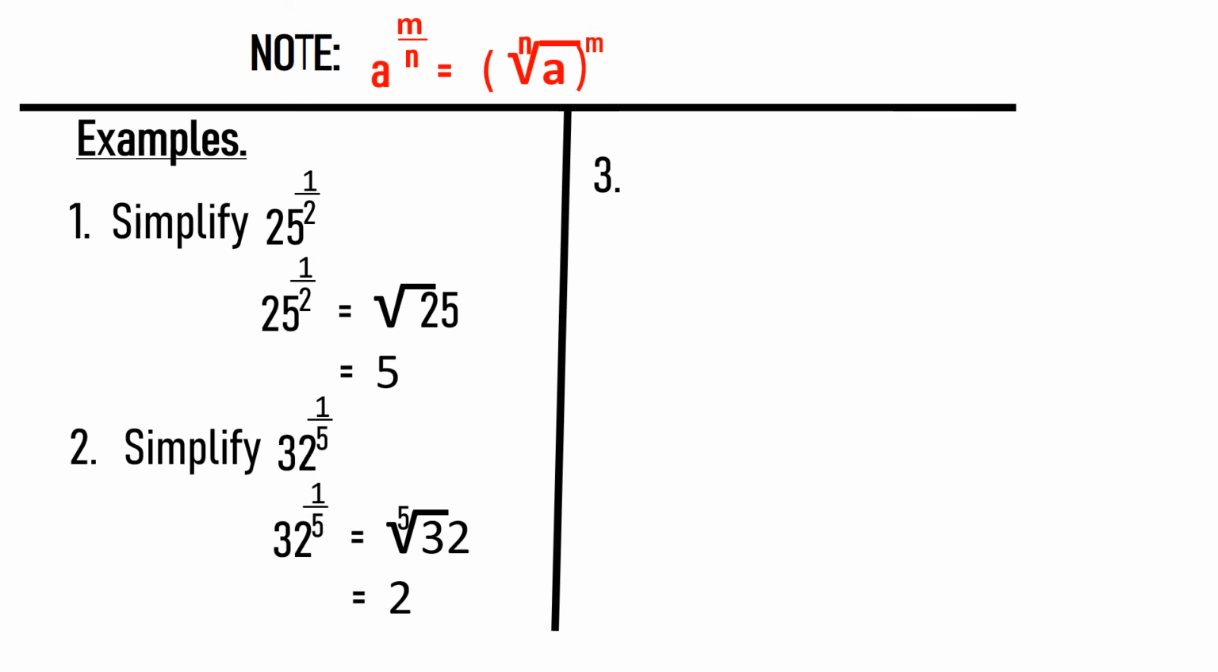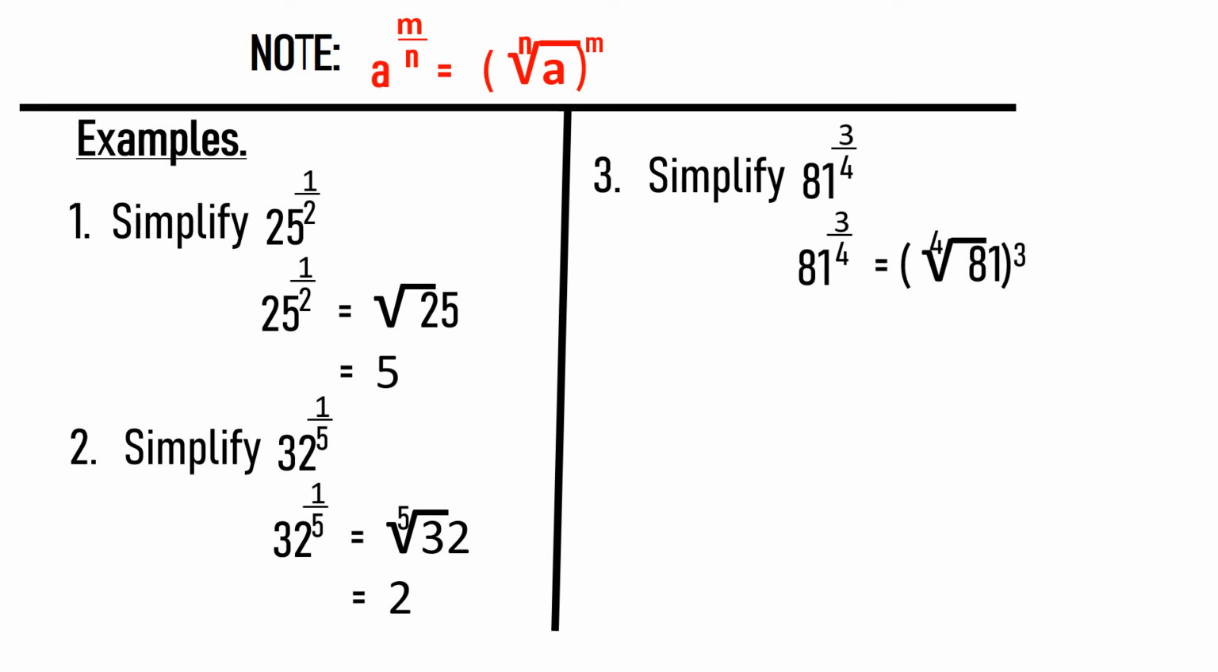Example 3. Simplify 81 power 3 over 4. 81 power 3 over 4 is the same as the fourth root of 81 raised to power 3. The fourth root of 81 is 3, so 3 raised to power 3 becomes 27.